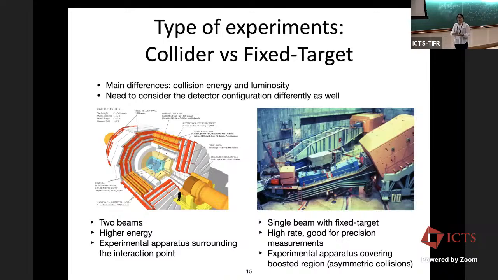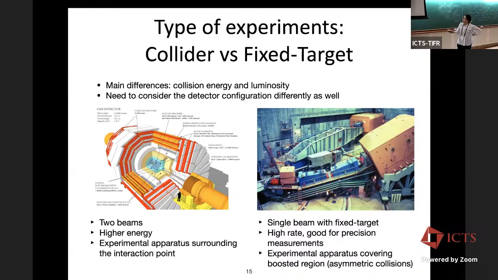So all right, we've been talking about different particle accelerators: collider and fixed target. There are two types that we've been talking about, right? There are differences, of course. The main difference is the energy and luminosity. Also, depending on the type of experiment, you need to design your detectors and experimental setup differently.